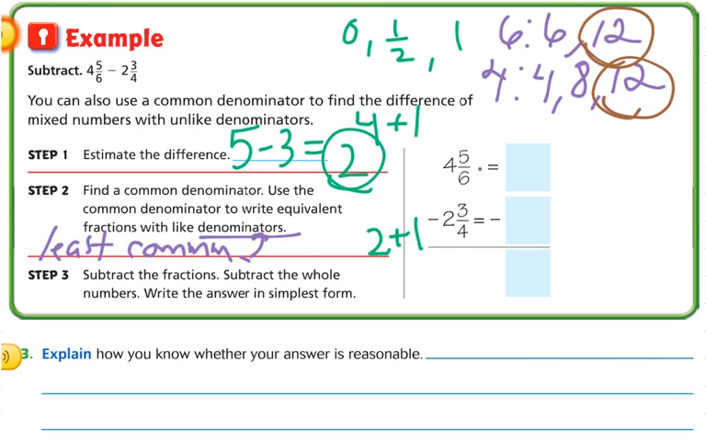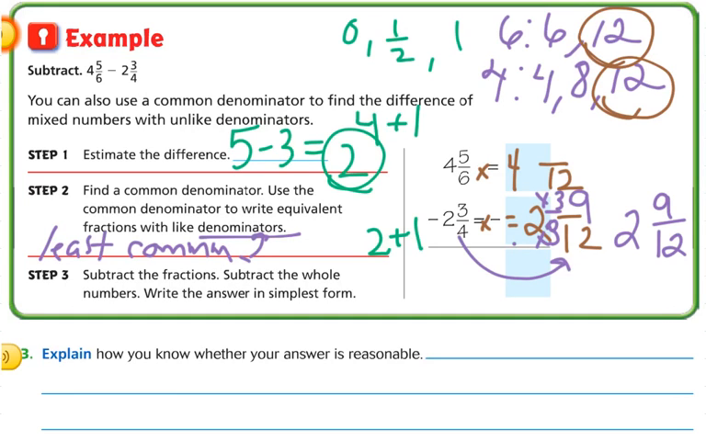So what we're going to do is rewrite our two fractions. Make sure that you rewrite your whole number first, boys and girls, before you do anything to your fraction. So your new denominator is going to be 12. So you say to yourself, what do I multiply 4 by to get 12? And the answer would be 3, because 4 times 3 is 12. Do the same thing at the top. 3 times 3 is 9. So our new fraction would be 2 and 9/12.